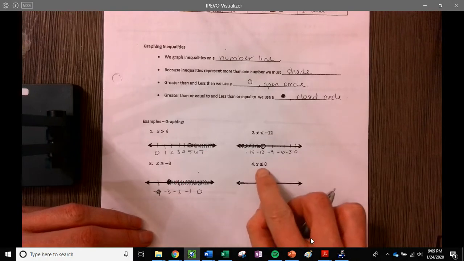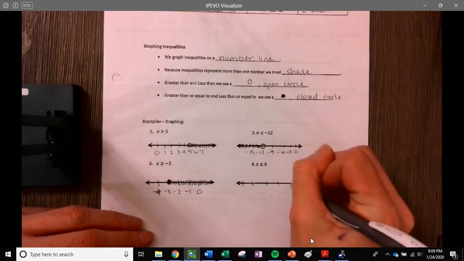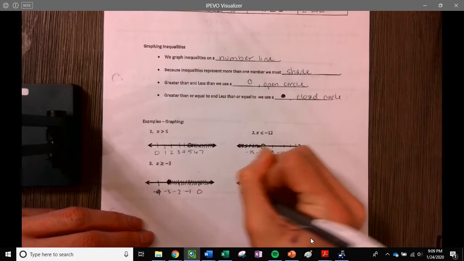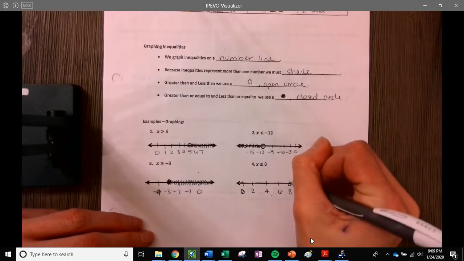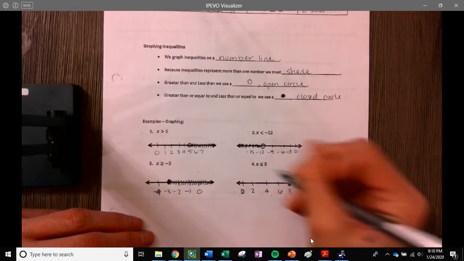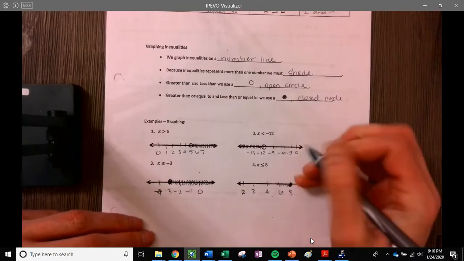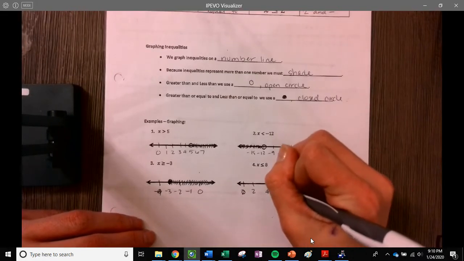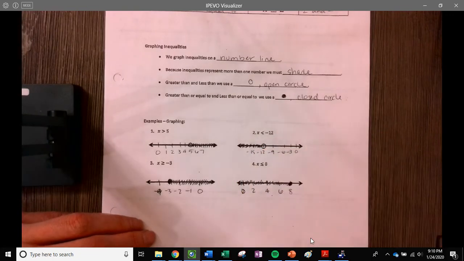And x is less than or equal to 8. 0, 2, 4, 6, 8. Closed circle on 8 because I've got less than or equal to. And I'm going to shade in the direction that my arrow is pointing. I should have some pretty markers to do this with. Sorry about that, guys.